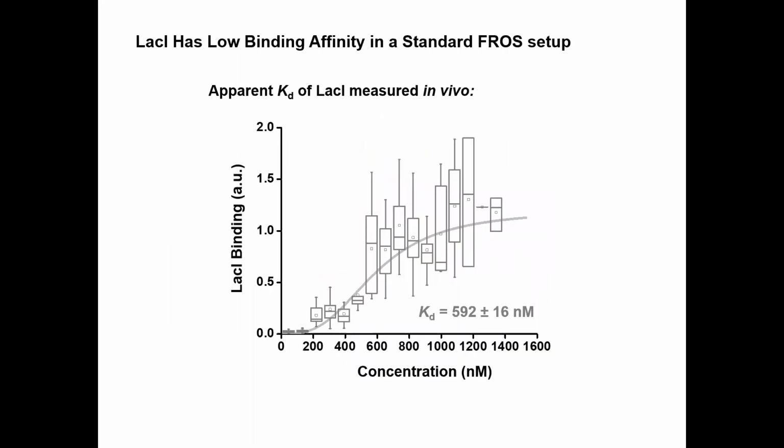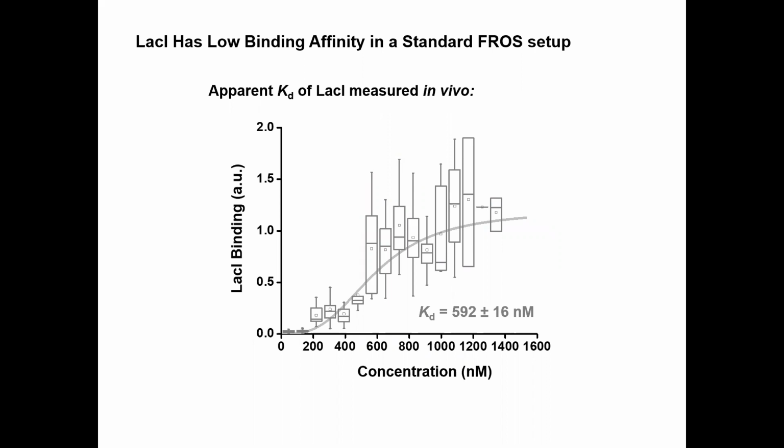But we got a nasty surprise. We have a method of measuring the KD inside the cells. I'm not going into the details here. But when we actually measured the LexA binding inside the cells, instead of a 10 picomolar KD, we got a 600 nanomolar KD, which is 5 to 6 orders of magnitude higher.